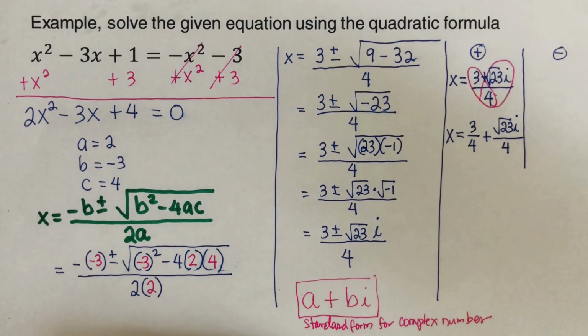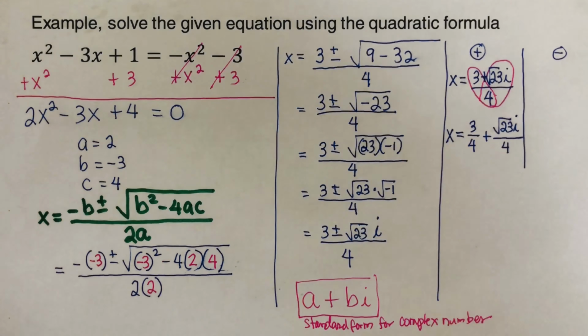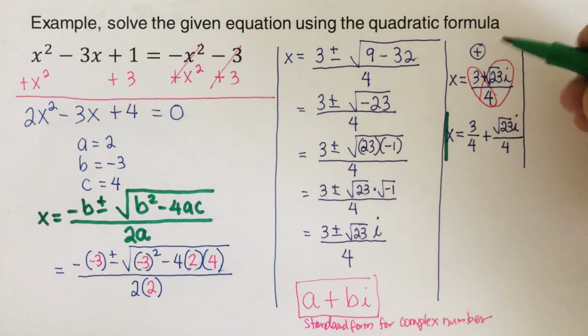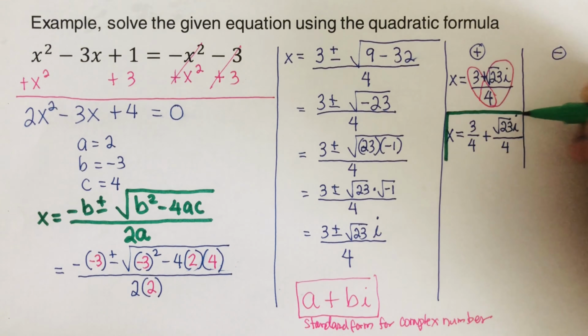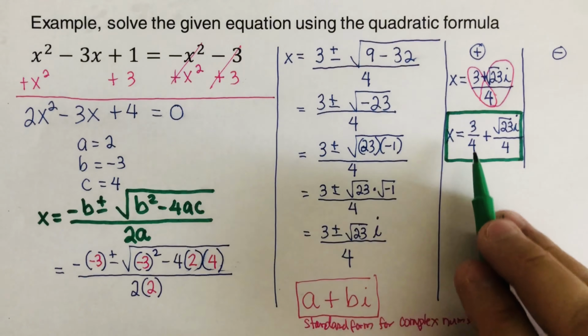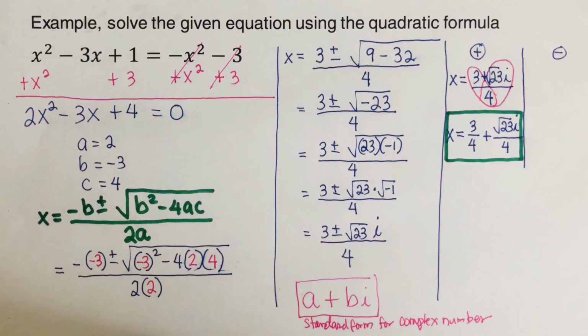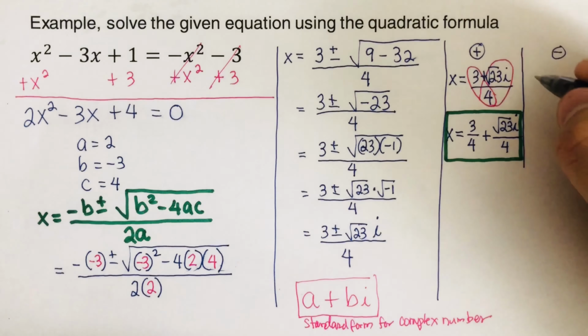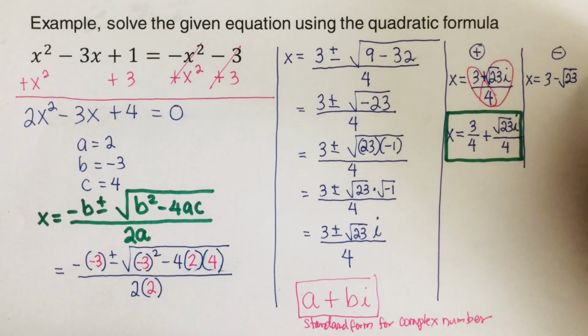So this is the first solution, and this is now in standard form. This is a complex number in standard form. This is our a, and this is our bi part. Now let's have the second one right here. So the other x here is a minus. So 3 minus square root of 23i.